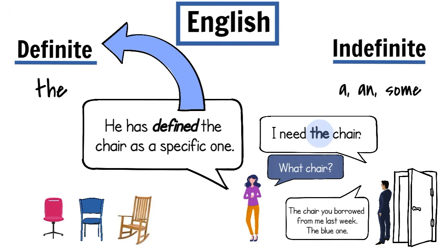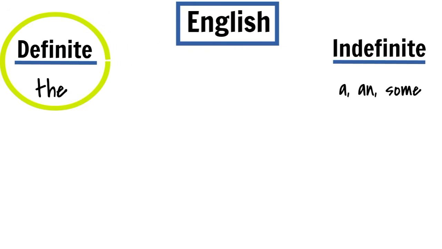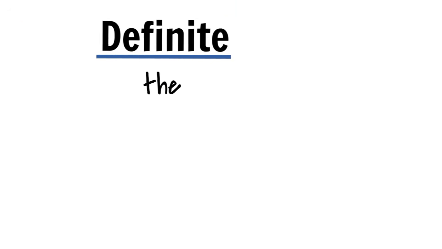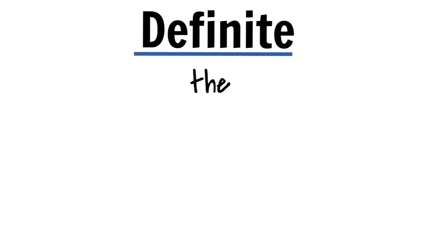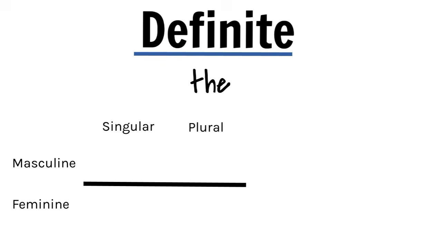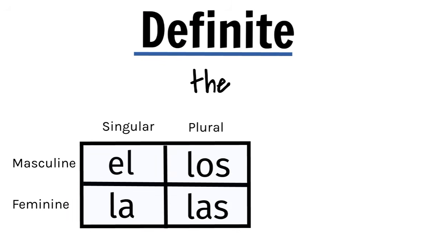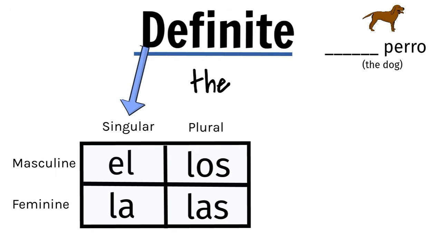Okay, so how do we use these in Spanish? Let's start with definite articles. In English, we use the word the as a definite article before a noun. In Spanish, we use different words depending on if the noun is masculine, feminine, singular, or plural. To summarize, here's a chart. As we can see, there are 4 different ways to say the in Spanish. The noun perro, or dog, is singular and masculine, so the dog is el perro.